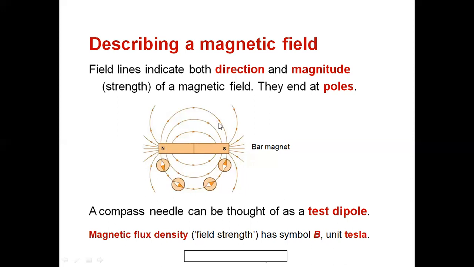And also we know that the magnetic field can be tested by using a test dipole, and that test dipole is nothing but a compass, right? The compass, which is used for finding direction, we can use here for finding whether there is a magnetic field or not surrounding it. Okay, so magnetic flux density, or field strength, has the symbol B and its unit is Tesla.